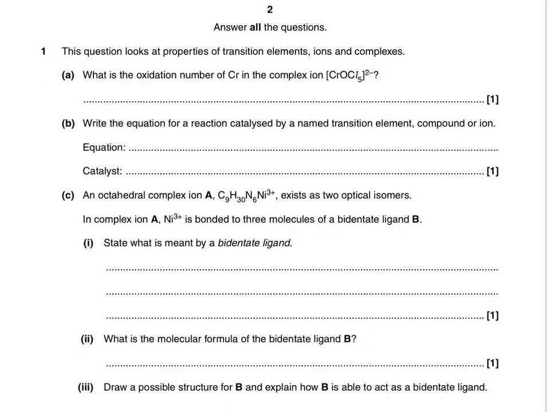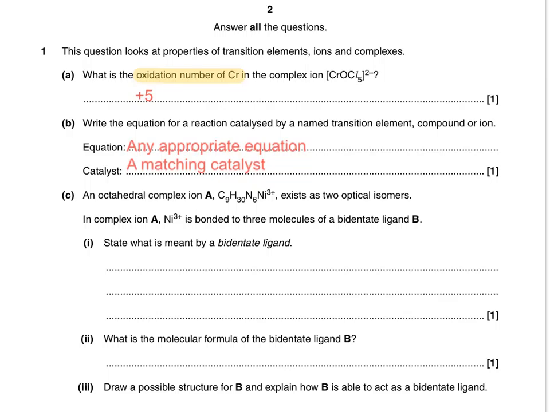It says, this question looks at transition elements, ions and complexes, and it asks you, what's the oxidation number of chromium in the complex ion CrOCl5 2-? So the way you can do this is to make sure that all of your oxidation numbers add up to 2-. Make sure that Cl5 is -1. Make sure that oxygen is -2. So that must mean that the chromium is left being +5.